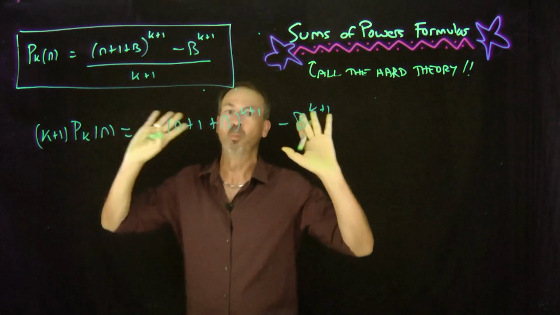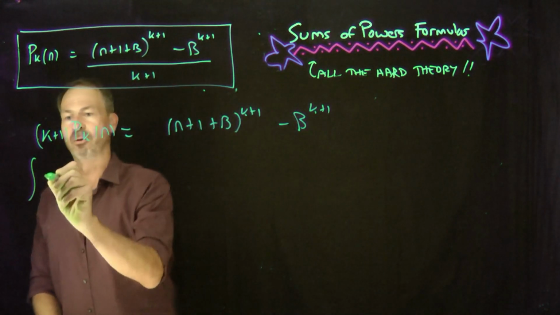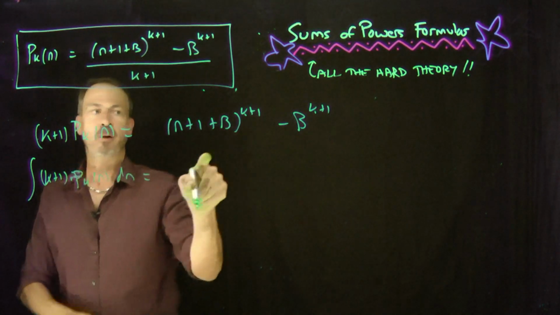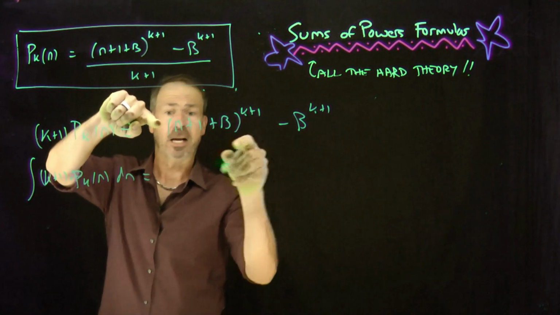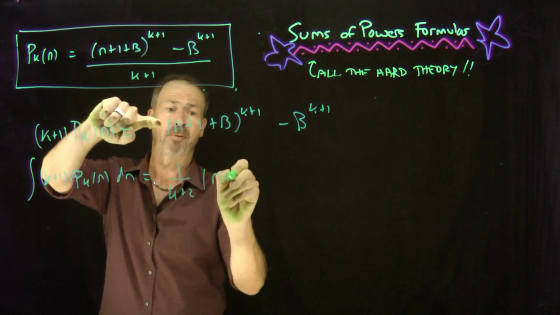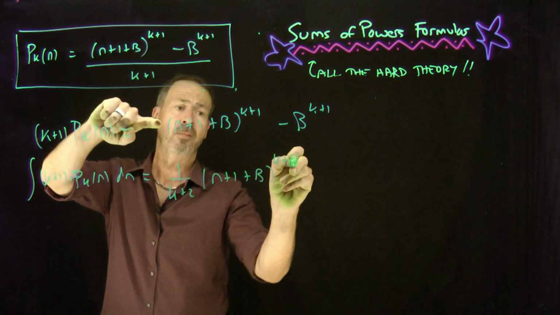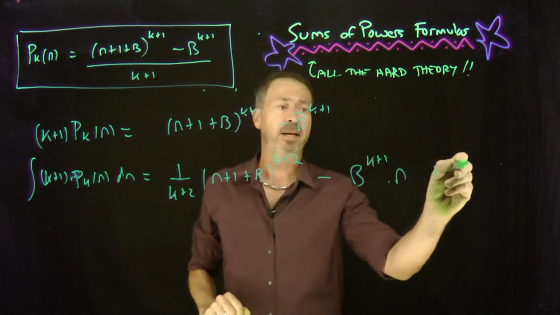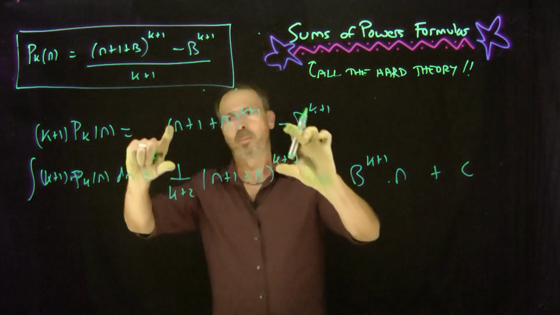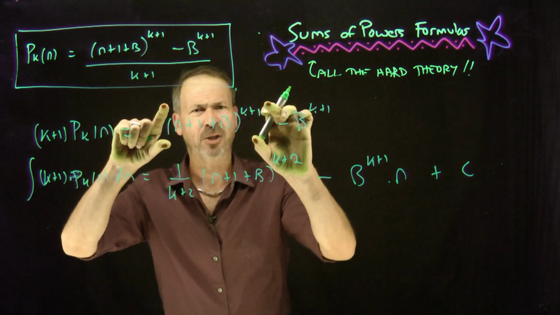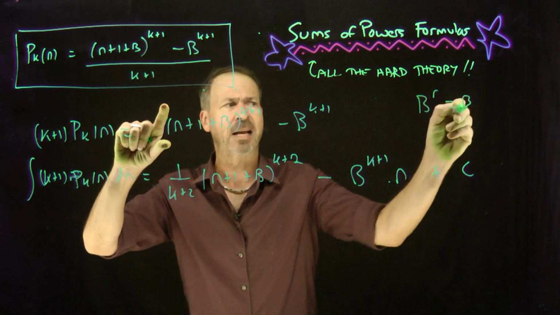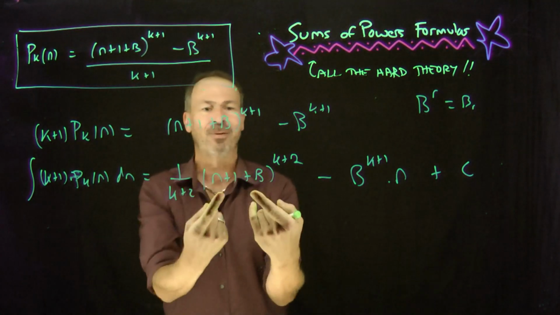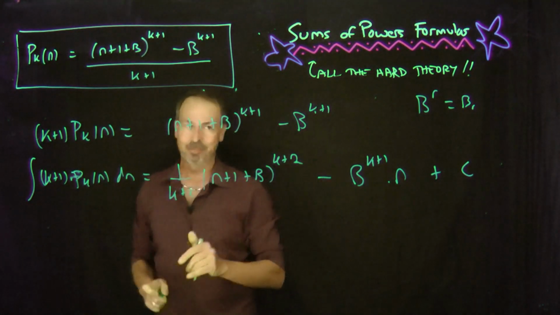Well, I'll be thorough. I won't ignore the plus c's. I'll write it in. So the integral of this, k plus 1 times pk of n, with respect to n, will be the integral of this with respect to n. That will be 1 over k plus 2, n plus 1 plus b to the k plus 2, minus the integral of this with respect to n, which is k plus 1 times n, and then there'll be a plus c. Great. Now, you might be wondering, this is not really the binomial coefficients, because I'm doing this weird thing of saying b r is the same as the b r. But if you were to expand this out and do the individual integrations, and then bring it back together again, you will get that. So actually, that is speaking truth right now.